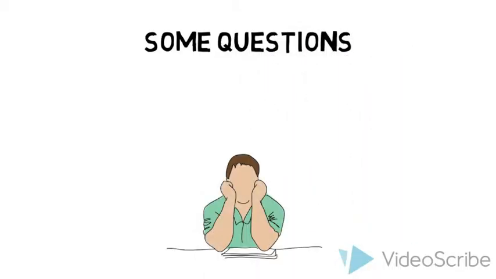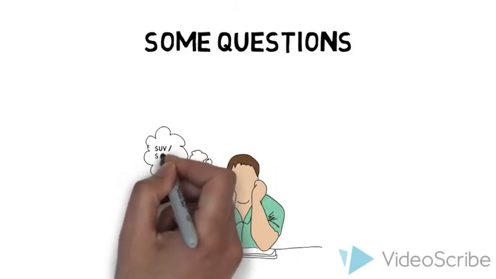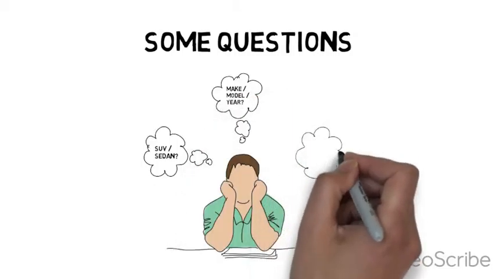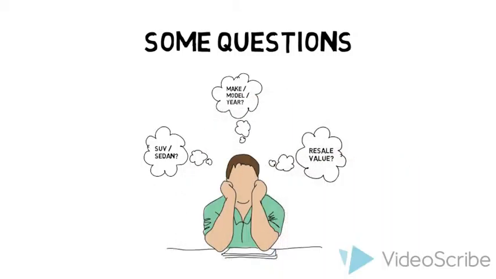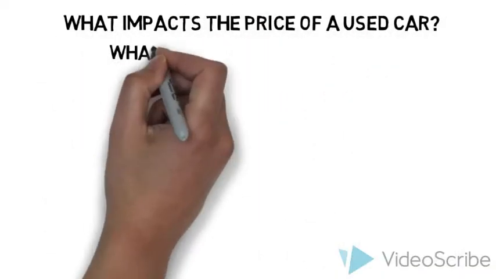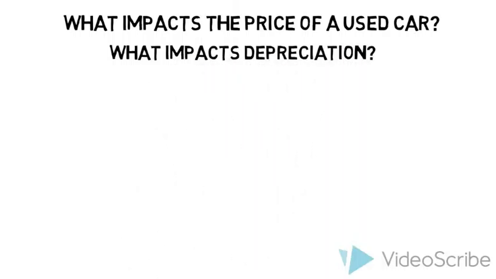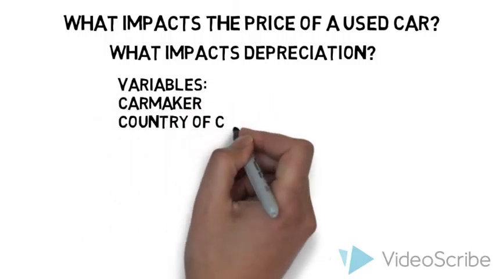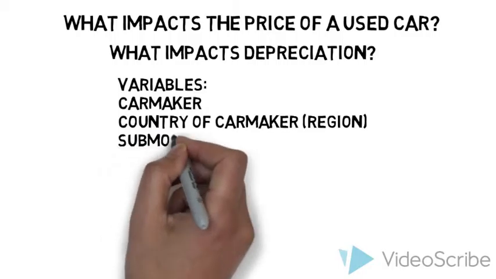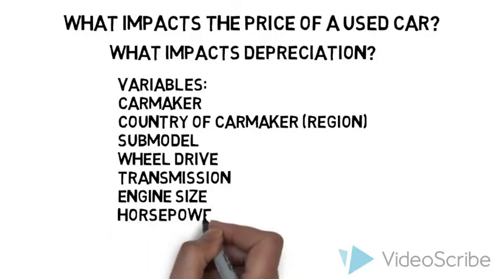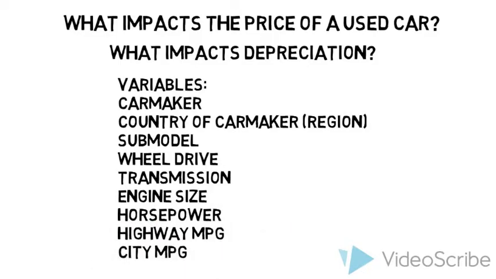This data would be used to help us answer some questions, like what is the impact of the submodel of a vehicle, like SUV or sedan? Does make, model, or year have a significant effect on pricing? And what affects the resale value of a car? Overall, these were summed up into two questions. What impacts the price of a used car, and what impacts depreciation? Therefore, we looked at 9 different variables. Car maker, country of the car maker, or region as we call in our analysis, submodel, wheel drive, transmission, engine size, horsepower, highway MPG, and city MPG.